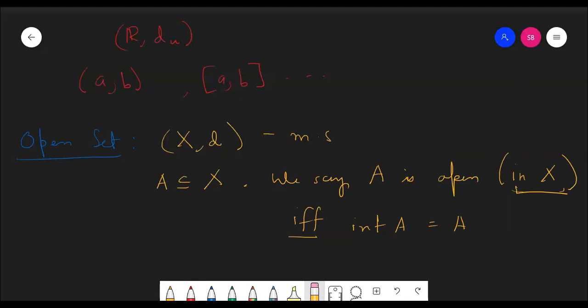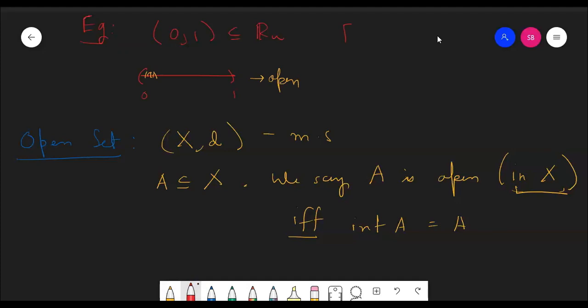So for the first example, let's just verify that this holds for the open intervals in R. So this is R with the usual metric. Is this an open set? To verify this is an open set, you have to verify that all the points in this set are actually interior points of the set. So now take any point in this set. This point should be an interior point of the set. And why is it an interior point? Because you can take a small neighborhood around it such that the whole neighborhood is actually contained in the interval 0, 1. And you can do this for any element in the interval 0, 1. Thus it is an open set in R.